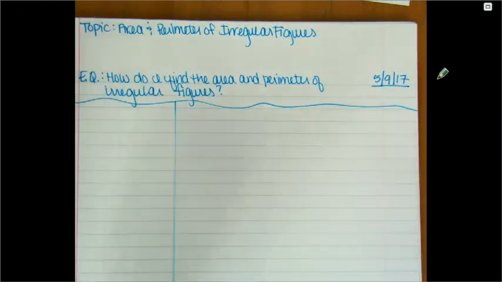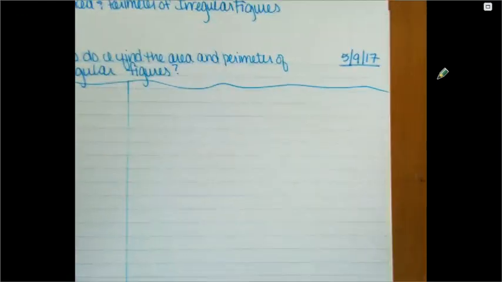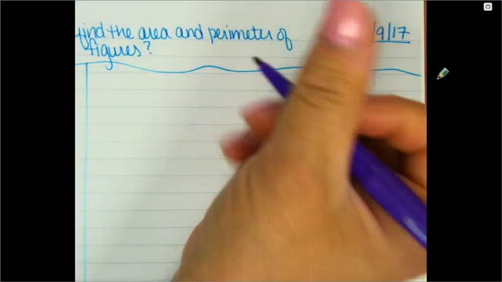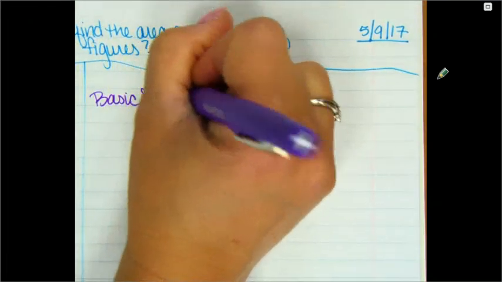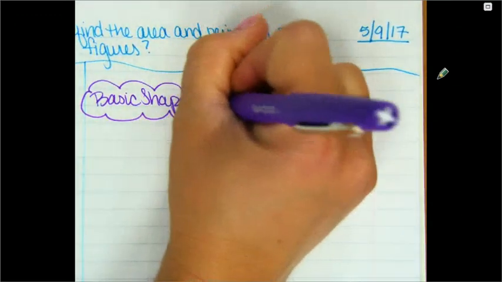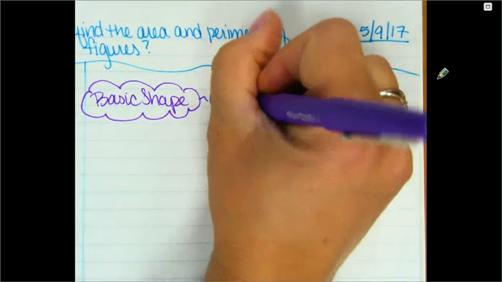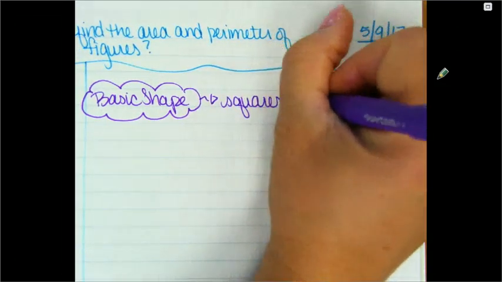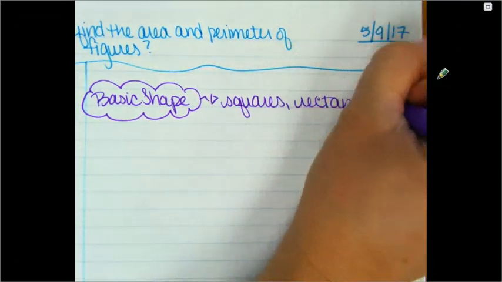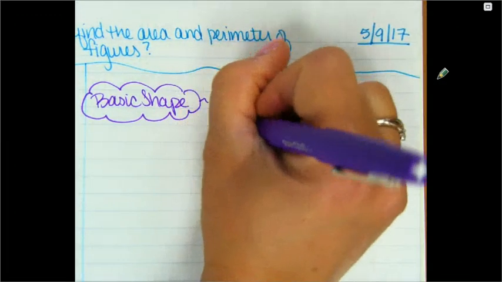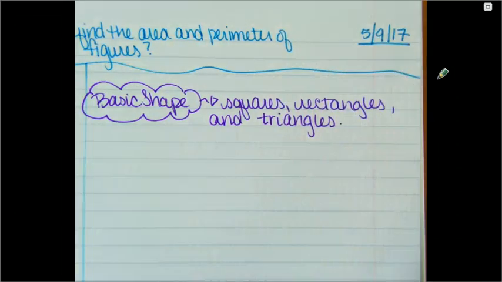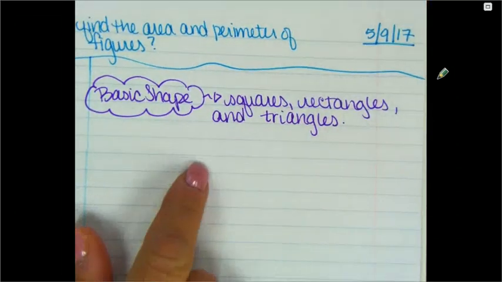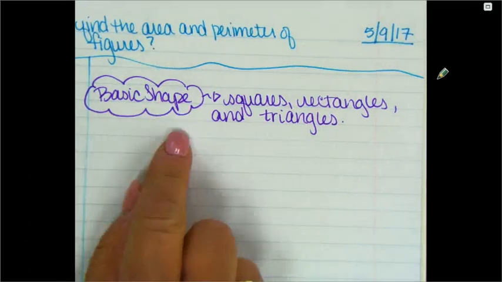All right, yesterday you did regular polygons, regular shapes, right? So we're going to talk about what a basic shape is. A basic shape is going to be squares, rectangles, and triangles. So our goal today is, in order to find our area, we're going to convert everything into a basic shape.